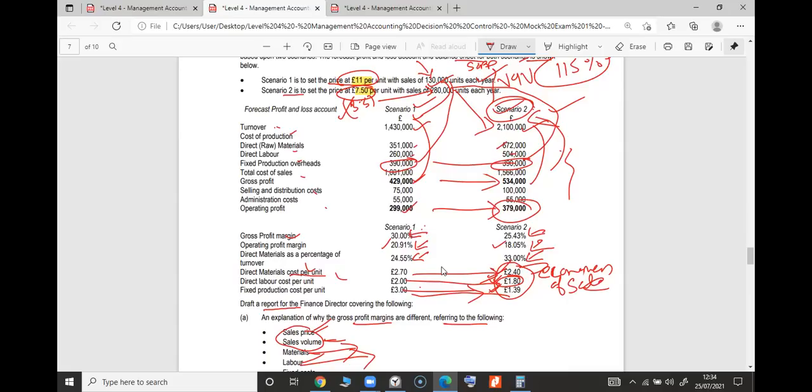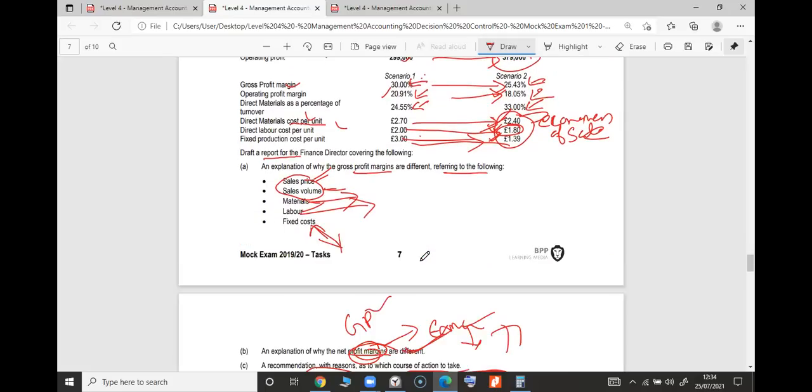And also, because of sales volume, the production costs are higher. Because the costs are higher, your net profit is lower in scenario 2. Also the gross profit is lower by approximately 5% or 5.5%, 4.5%. So these are the points you need to bring in here. Okay, I think that is our part A.